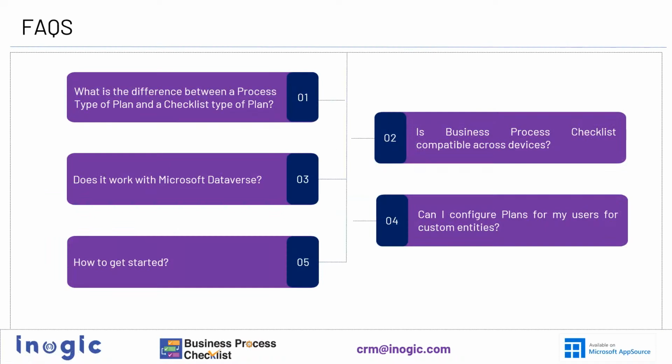So what is the difference between process type of plan and a checklist type of plan? I think I tried to stress it 2-3 times, but just for a recap, under the process type of plan, all the steps are interdependent. You can't go to step 2 before you complete step 1 and so on. With checklist type of plan, the steps are not at all interdependent.